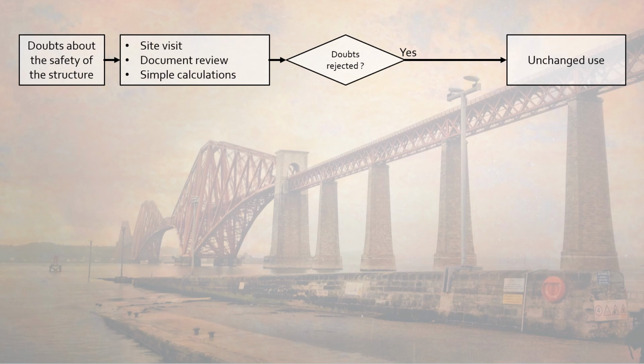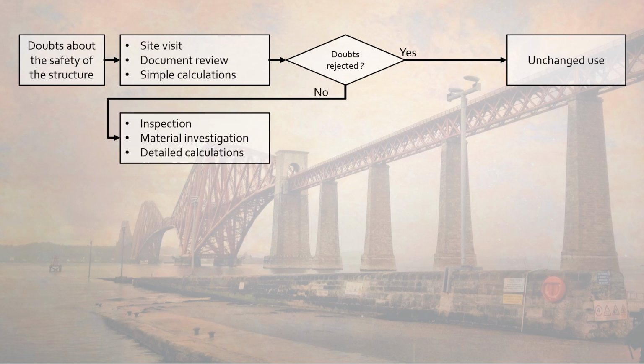After these investigations are done, it is time to check if the doubts are still valid. If the doubts that we had are rejected, we can continue to use the structure without changes. However, if the doubts are confirmed, further inspections and material investigations and more detailed calculations will be necessary. Standards for how to perform material investigation of different materials should be consulted.